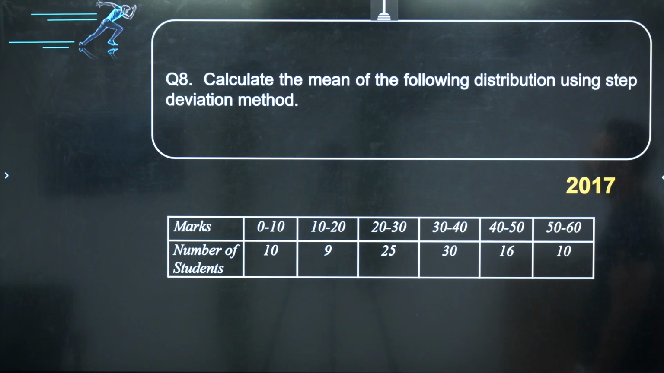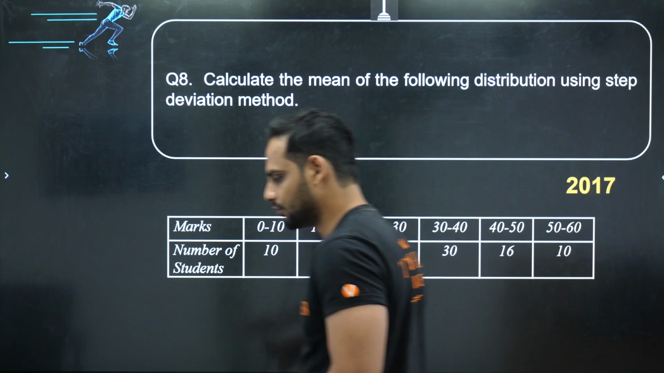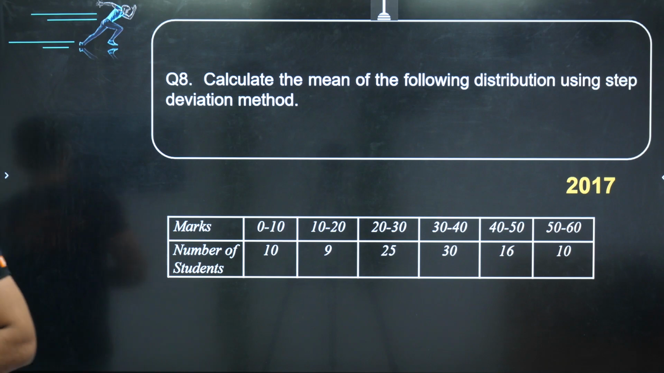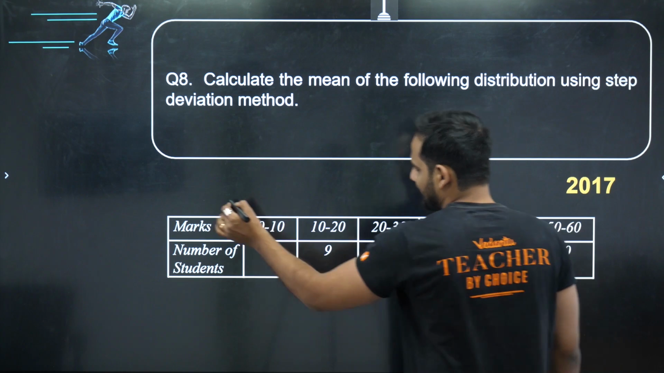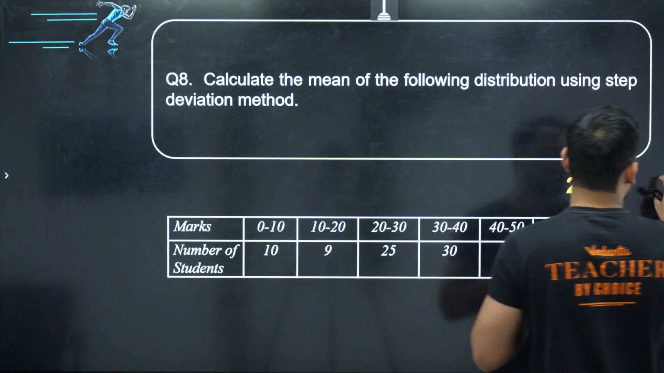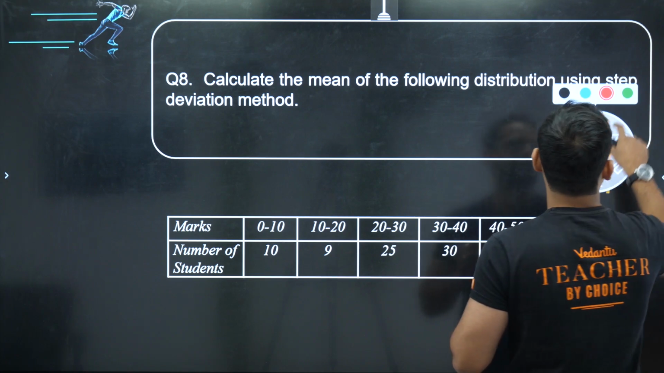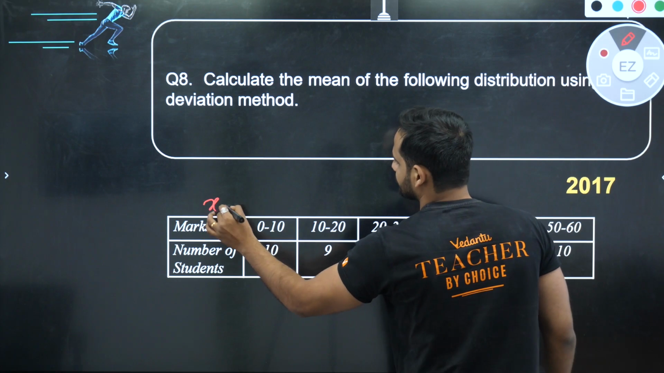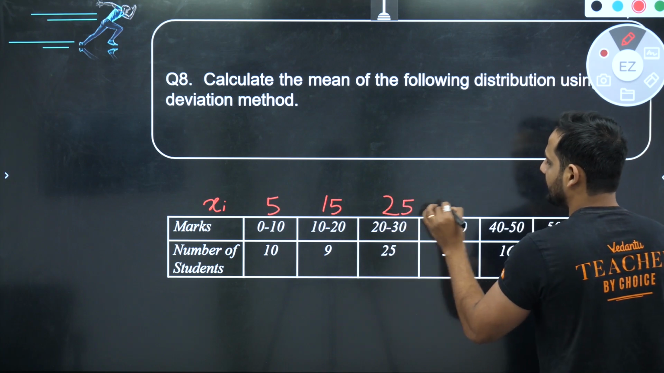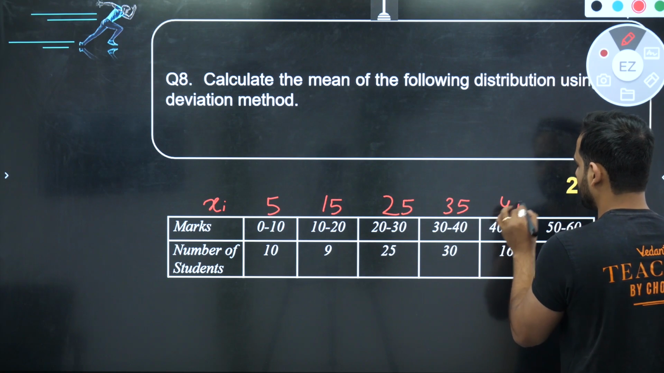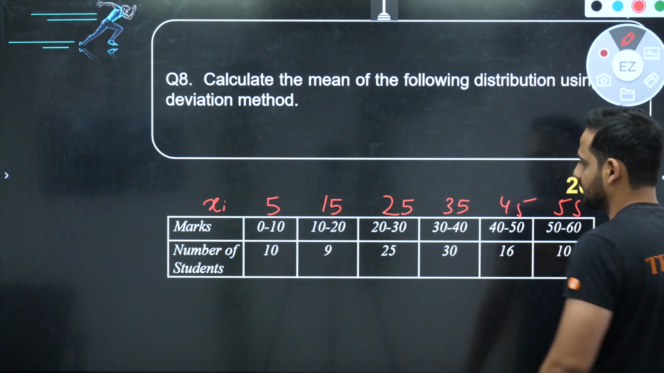Calculate the mean of the following distribution using the step deviation method. Now, the main part is how do you draw the table. Once you have got the table, then everything is very easy. First thing, remember xi you have to find out. Xi, which is 5, middle value 15, 25, 35, 45 and 55.